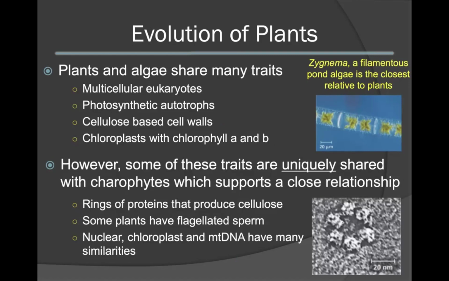Zygnema, which is a filamentous pond algae, is considered to be the closest relative to plants. However, some of these traits are uniquely shared with charophytes, and this supports the close relationship between the two groups. These traits include rings of proteins that produce cellulose. Some plants are known to have flagellated sperm, which is considerably close to charophytes. And also, they both have nuclear, chloroplast, as well as mitochondrial DNA that have many similarities.